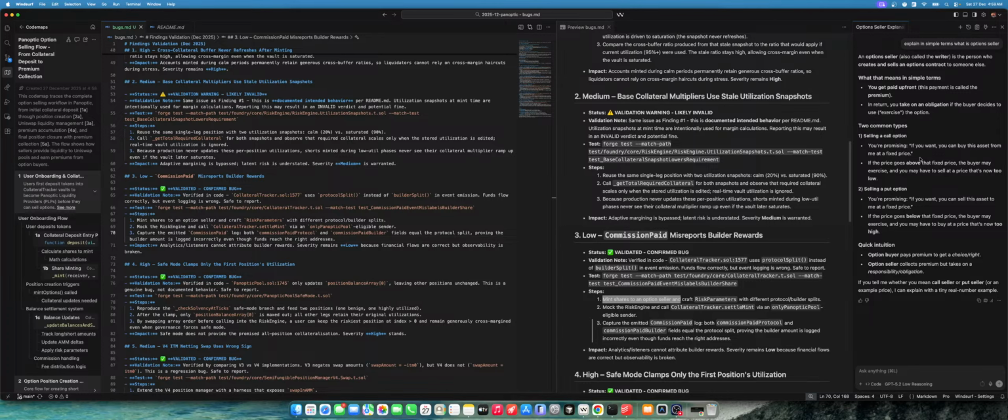And sell from me at a fixed price. If the price goes above the fixed price, the buyer may exercise, and you may have to sell. Okay. Selling a put option, you promise if you want you can sell this asset. You can sell this asset.